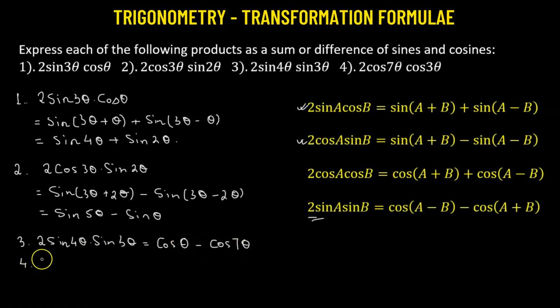And finally we have number 4, 2 times cosine of 7 theta multiplied by cosine of 3 theta. So this will be equal to, we'll use this formula, cosine of 7 theta plus 3 theta, so that's 10 theta, plus cosine of 7 theta minus 3 theta, so that's 4 theta. So this is how we can convert each of the trigonometric products and express it as either a sum or difference of sines and cosines.